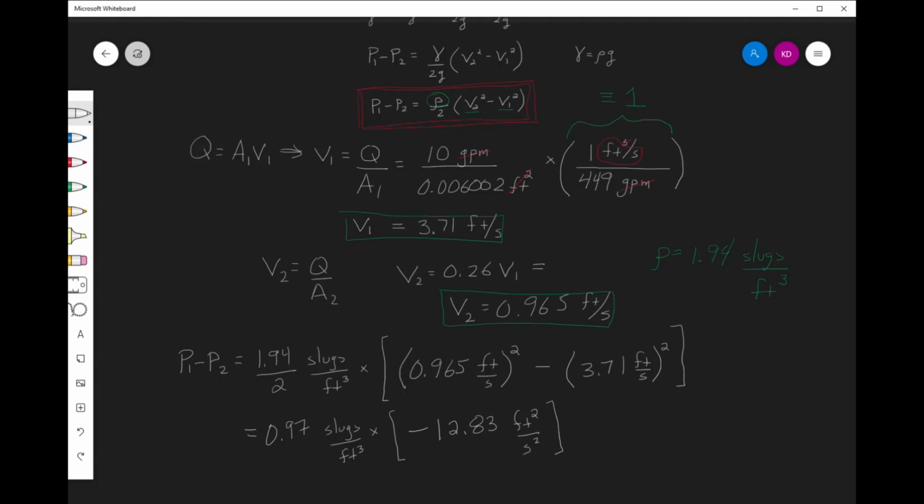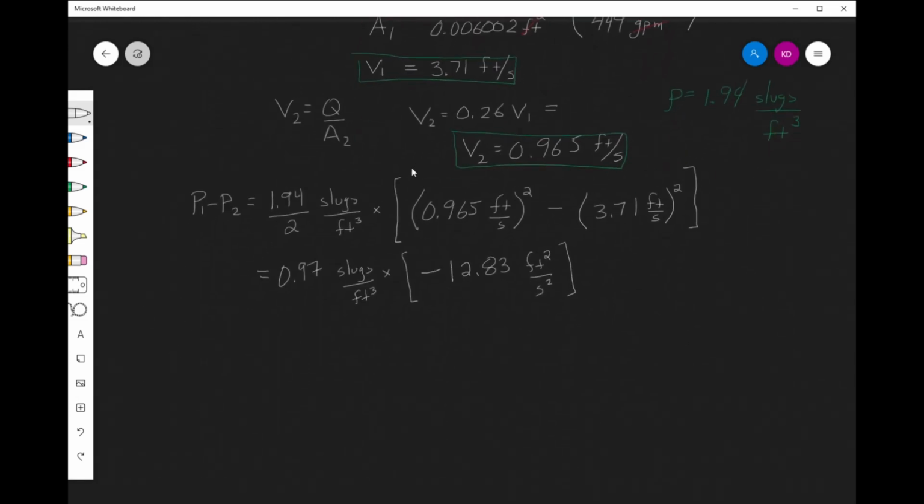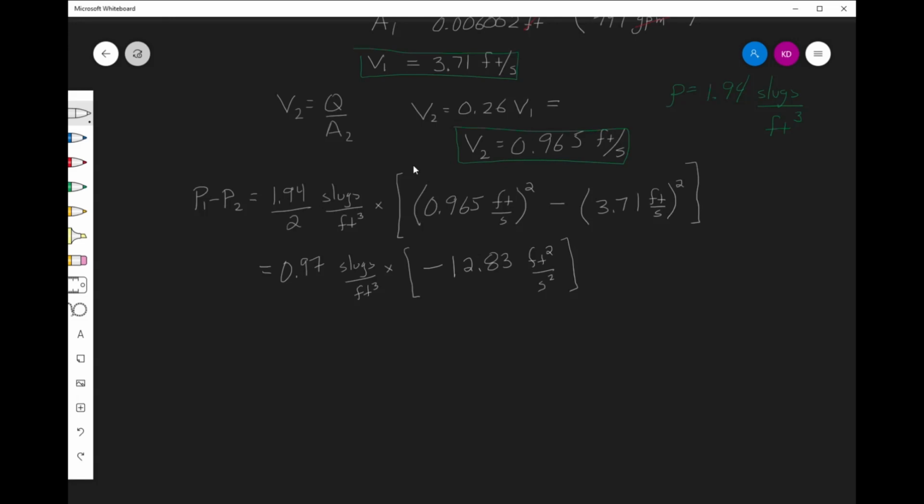And the minus sign is not a problem. It just tells us the pressure at 2 is larger than the pressure at 1. That is, that P1 minus P2 will be negative. And that's something that we already argued would be the case earlier on. So let's rewrite this. We have P1 minus P2 equals minus 0.97 times 12.83. It's minus 12.45. And we're left with slugs per foot cubed times foot squared per second squared.